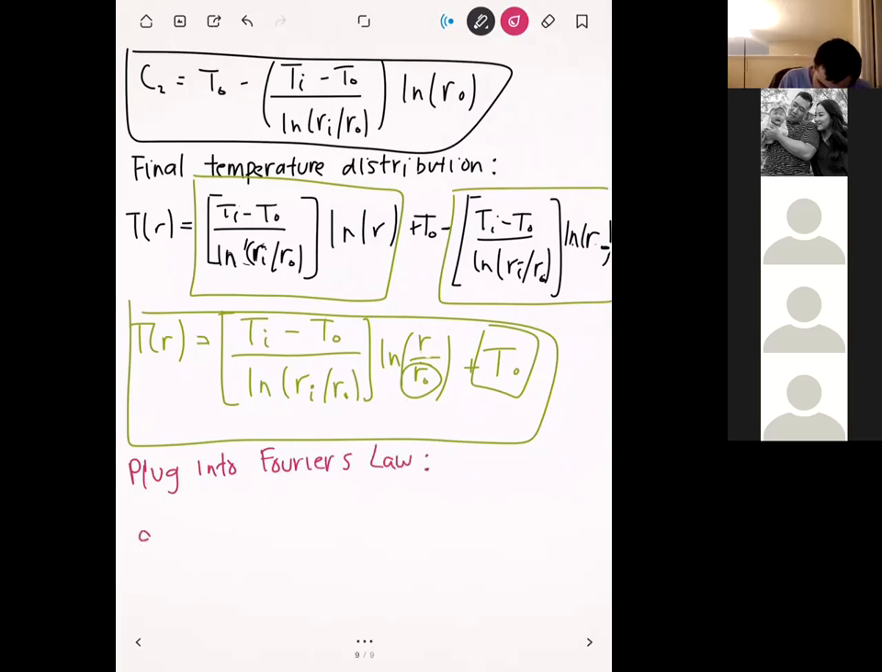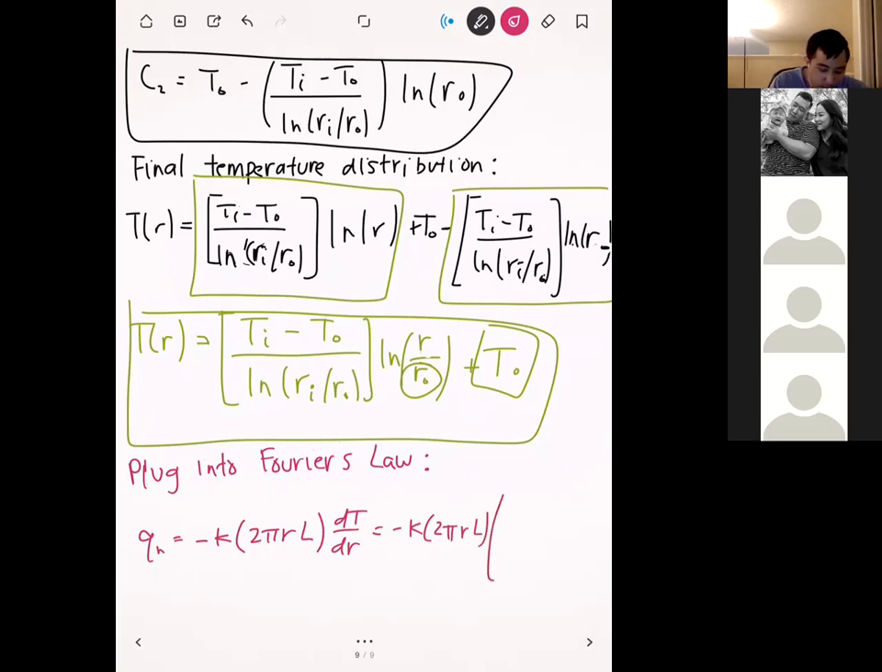And so Fourier's law, remember, is going to be Q_r equal to minus k times 2 pi r L dT/dr. Okay. And so let's go ahead and plug in dT/dr. If we take the derivative of this with respect to r, what we get is the following: minus k times 2 pi r L. Okay. And so actually most of these terms go away, right?